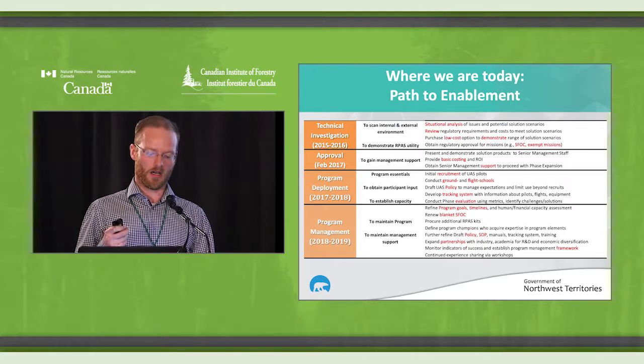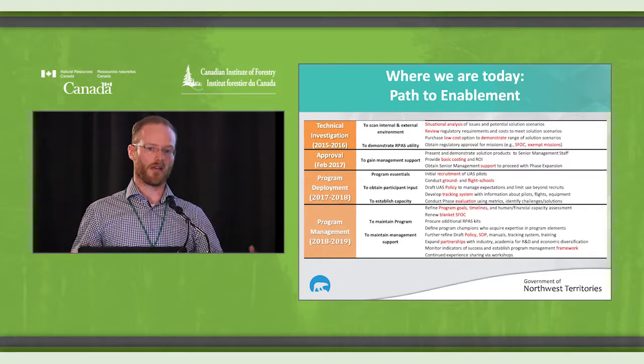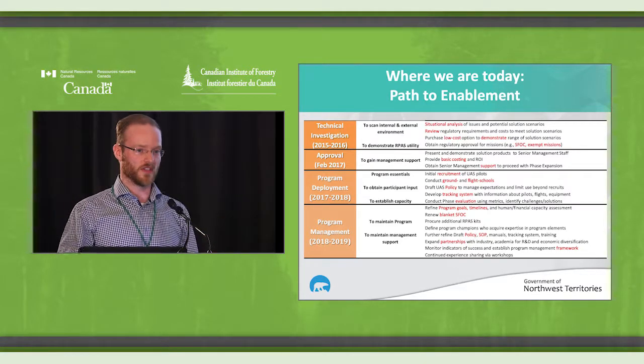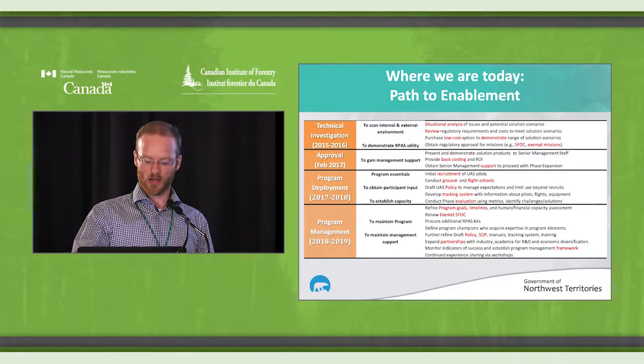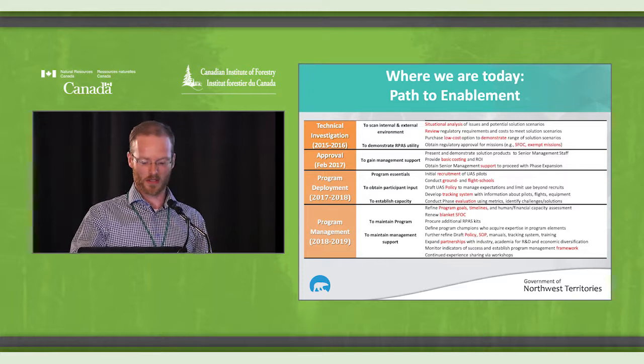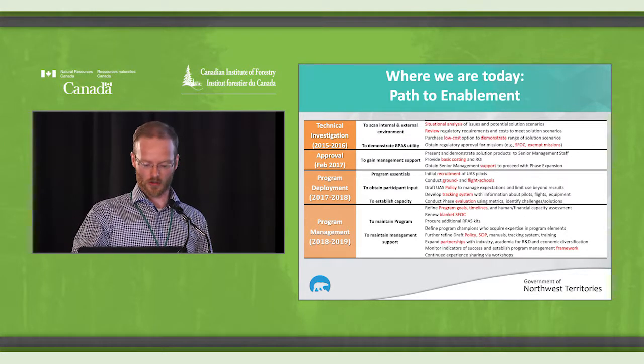We are actively implementing this program for the GNWT wide. So you're dealing with a lot of different departments who may all have different needs, who may all have different priorities and ways of thinking about how to integrate this emerging technology. So a lot of that is based on building support across this large region.